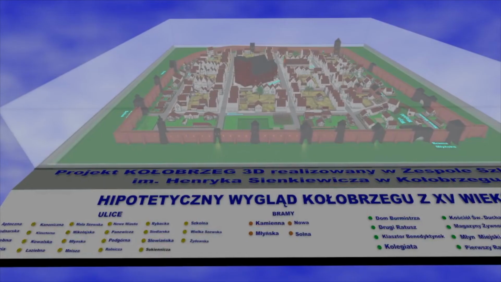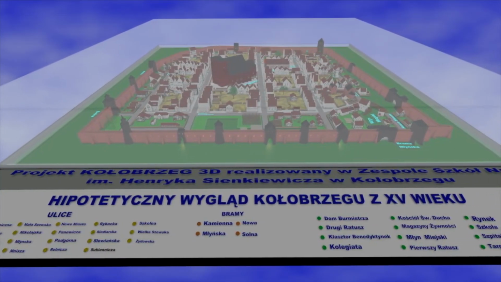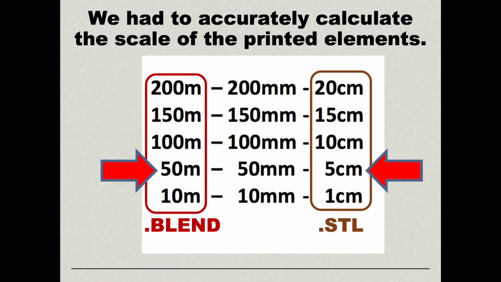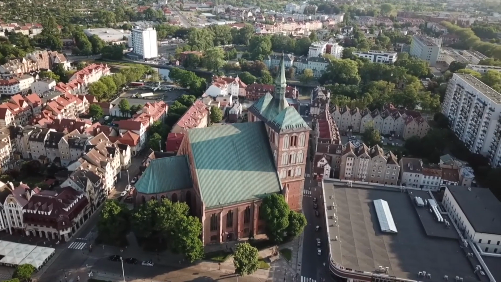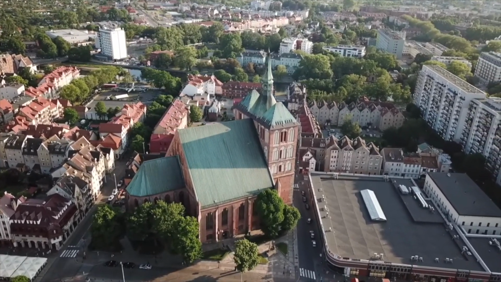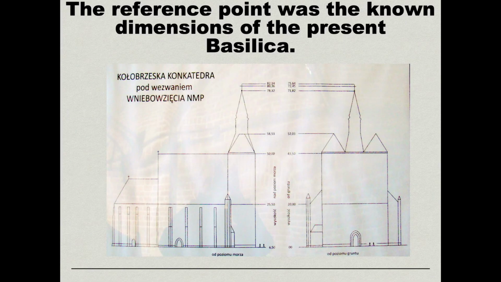So we had to adopt some system of correct object sizing. It turned out to be quite simple. We didn't change the scale in the program, but counted everything in our heads. For example, if we want the house in the printout to be 5 cm high, then in Blender it should be 50 meters. Our only point of reference was the Basilica of Kolobrzeg, the dimensions of which are known.